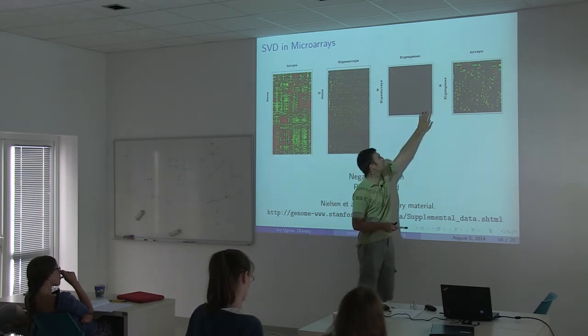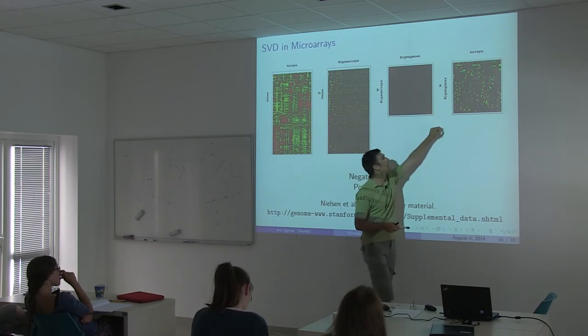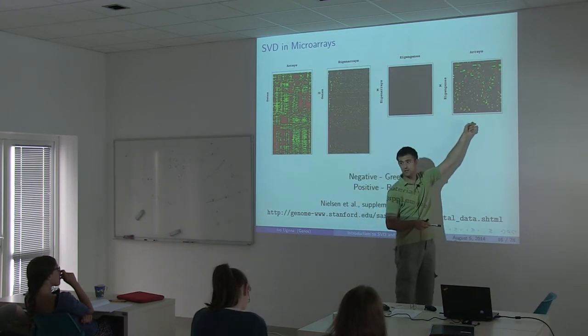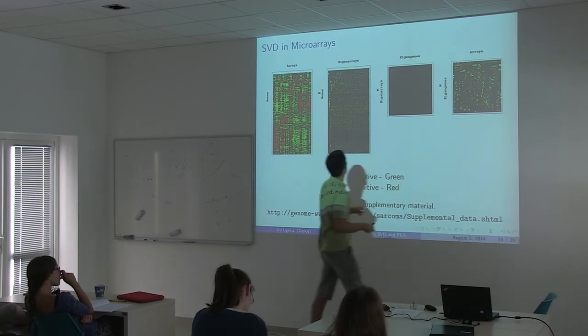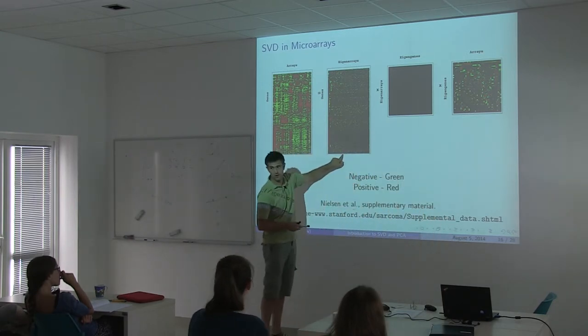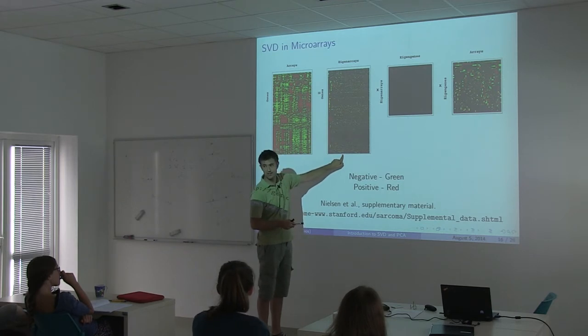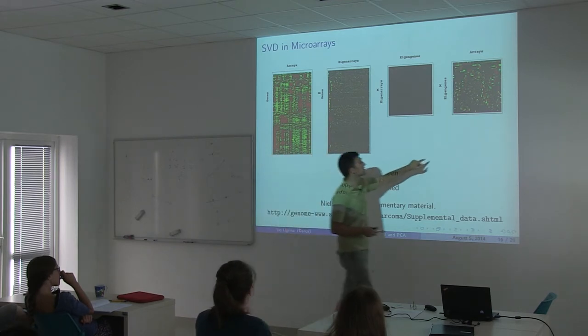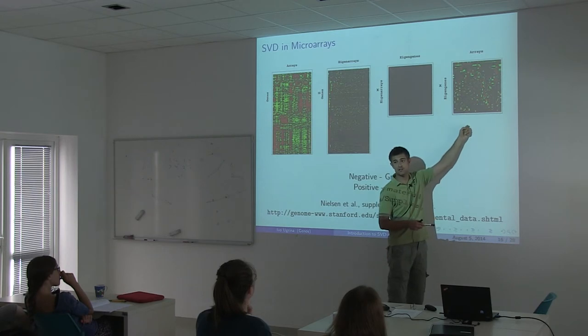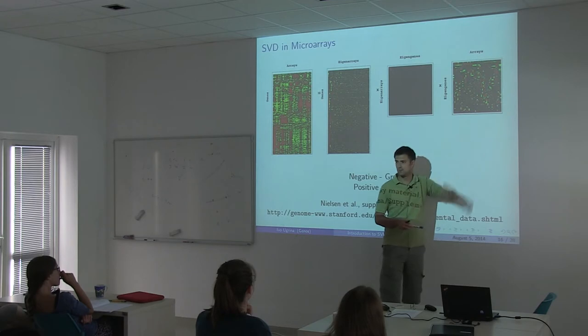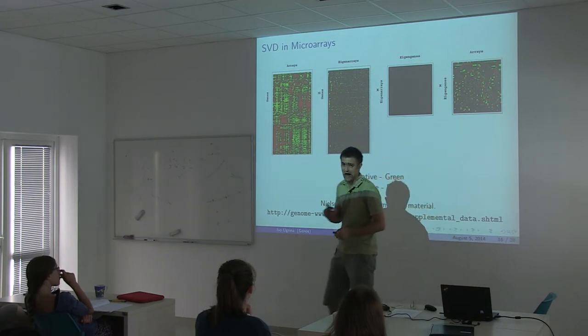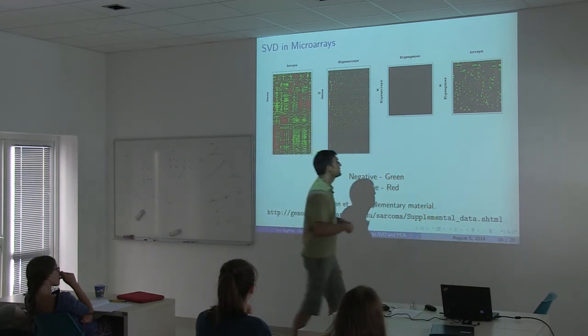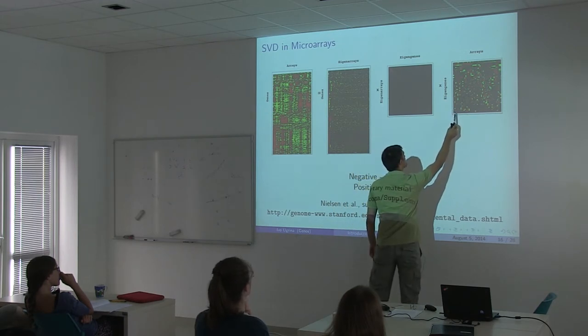So here you almost see nothing. And then you have that V transposed. So what they did, they called columns of this matrix eigenarrays and rows of this matrix eigengenes. So if you read scientific literature in the past maybe 3 or 4 years, you're gonna see eigengenes. Eigengenes are rows of this here matrix.